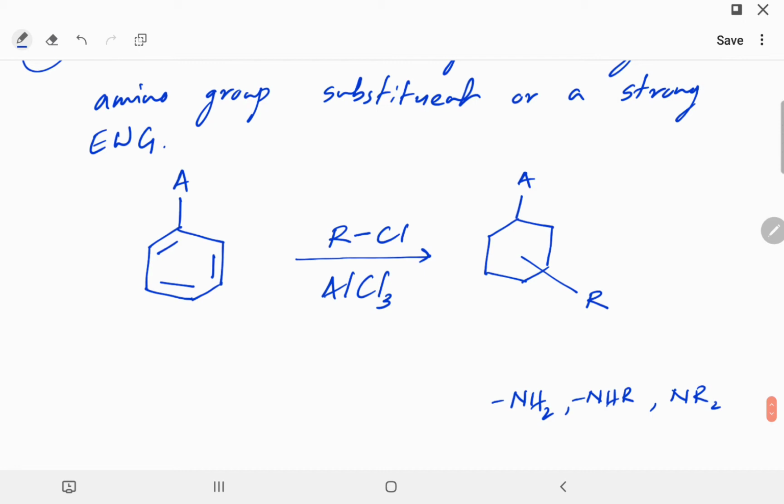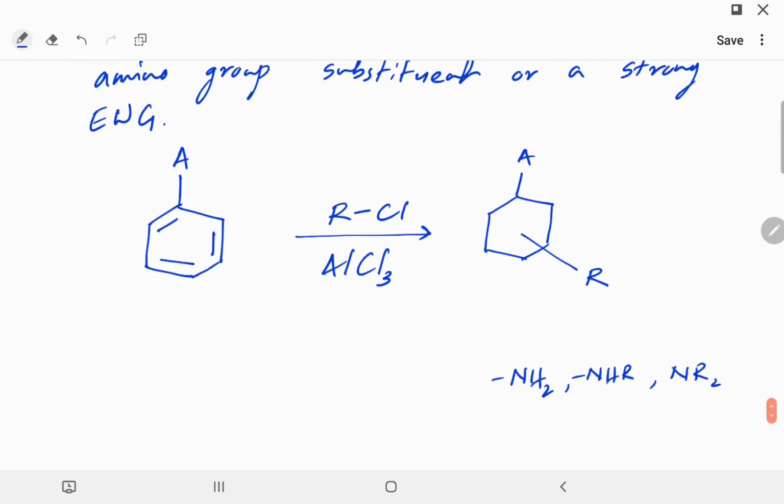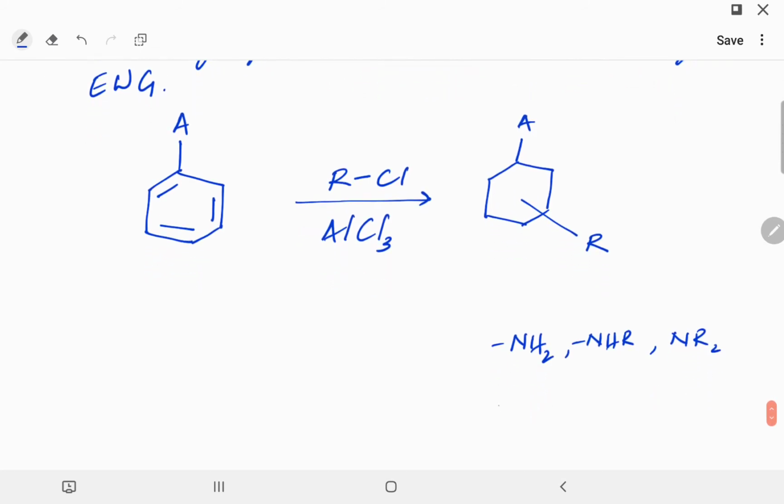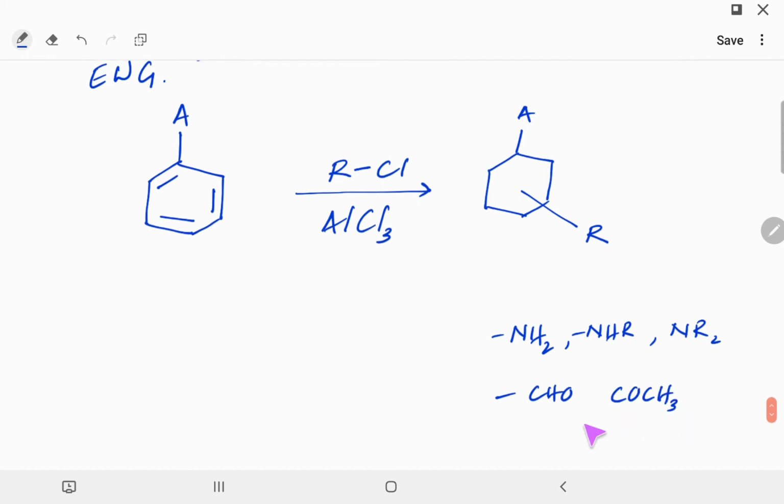So basically, if you have an electron withdrawing group such as an aldehyde group, ketone group, any strong electron withdrawing group could have a negative impact on this reaction. Let's say carboxylic acid. We are going to talk about these electron withdrawing groups in more detail later on, but for now, just remember some of these electron withdrawing groups. They are going to be more than enough.